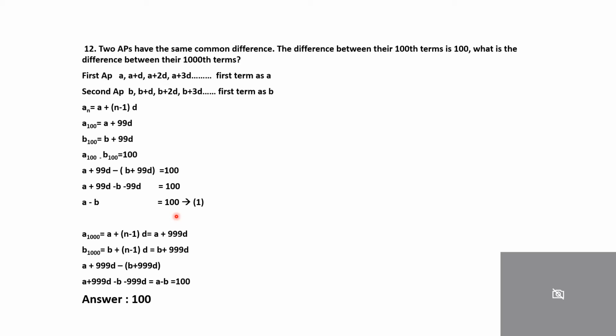Now we have to find the 1000th term. a1000 will be a plus 999d. Like that, b1000 equals b plus 999d. So a plus 999d minus b plus 999d, because they are asking for the difference between their 1000th terms. So a plus 999d minus b minus 999d, the plus 999d and minus 999d will get cancelled. So you will get a minus b. We already found that a minus b is 100. So a minus b equals 100. Okay, now this sum you have to understand.